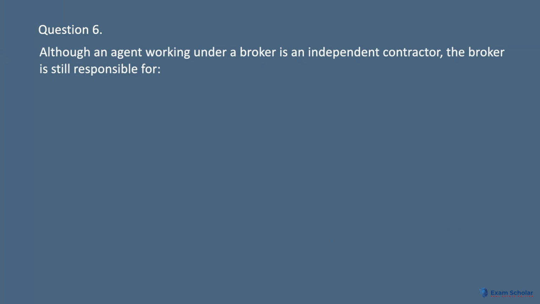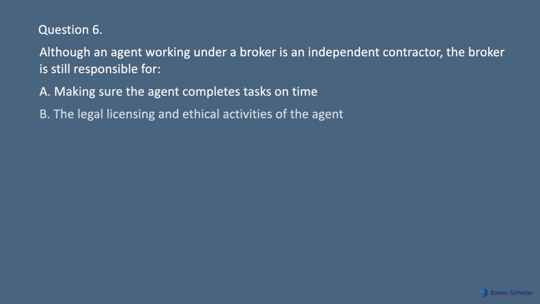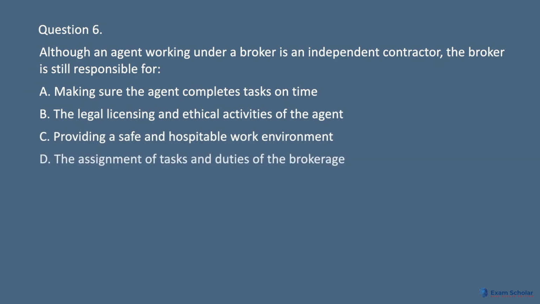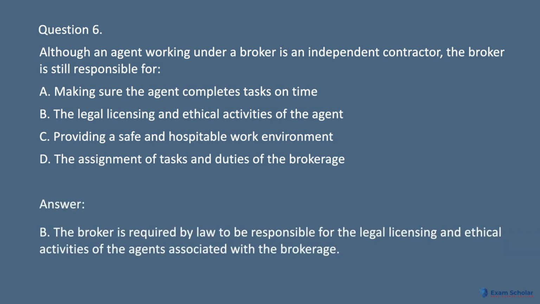Question 6. Although an agent working under a broker is an independent contractor, the broker is still responsible for A. Making sure the agent completes tasks on time. B. The legal licensing and ethical activities of the agent. C. Providing a safe and hospitable work environment. D. The assignment of tasks and duties of the brokerage. Answer. B. The broker is required by law to be responsible for the legal licensing and ethical activities of the agents associated with the brokerage.